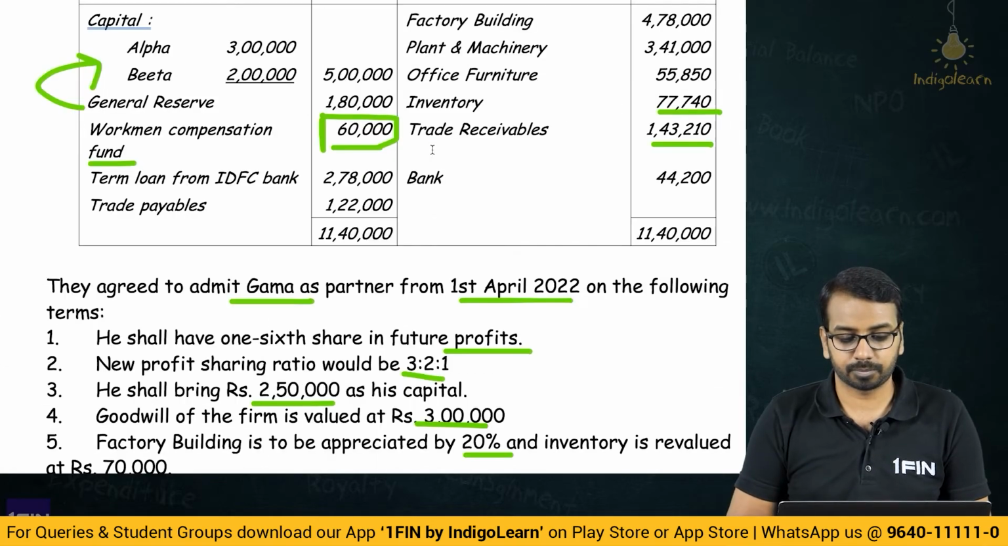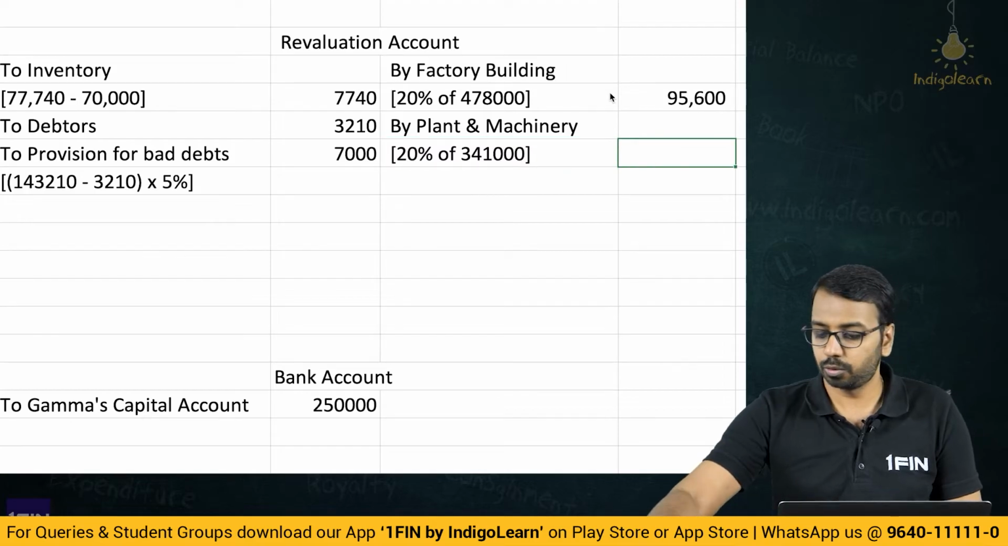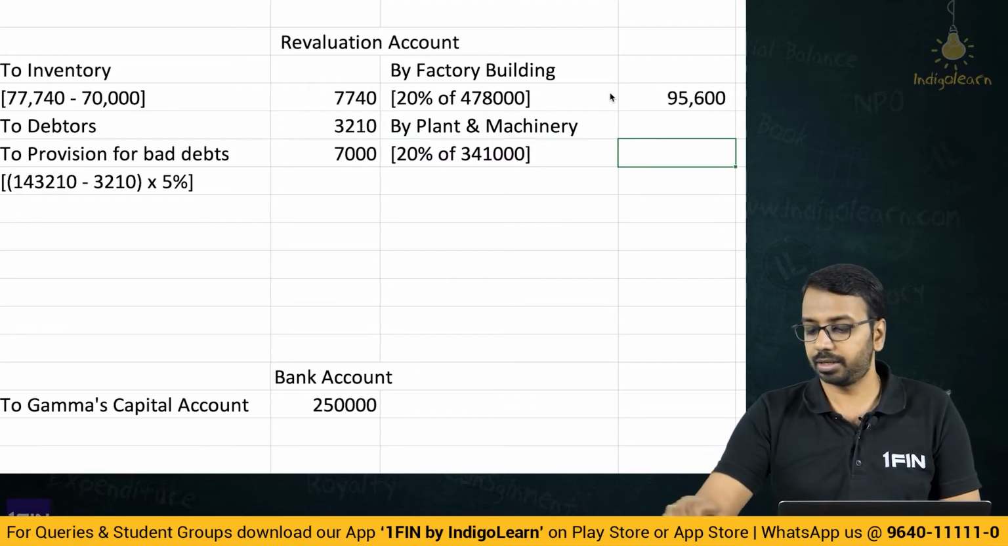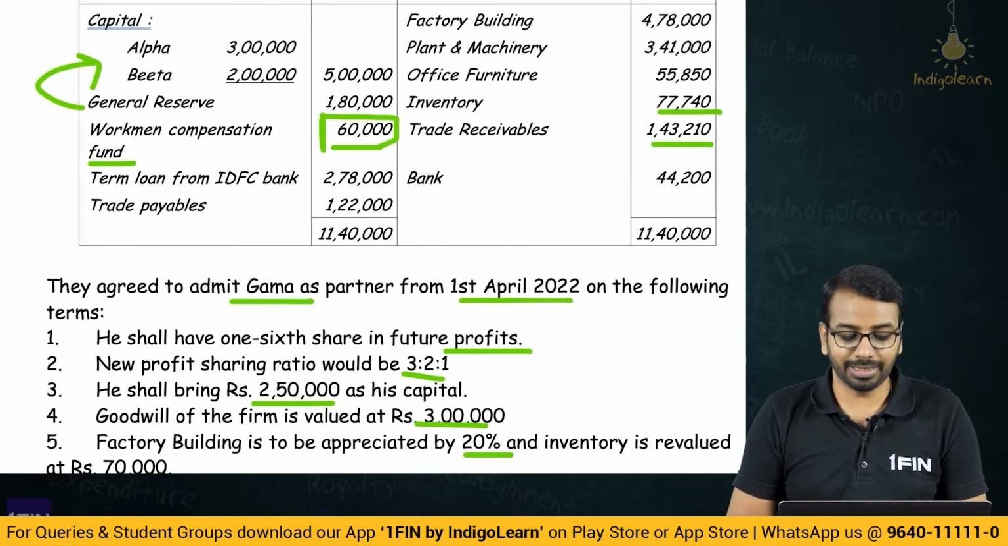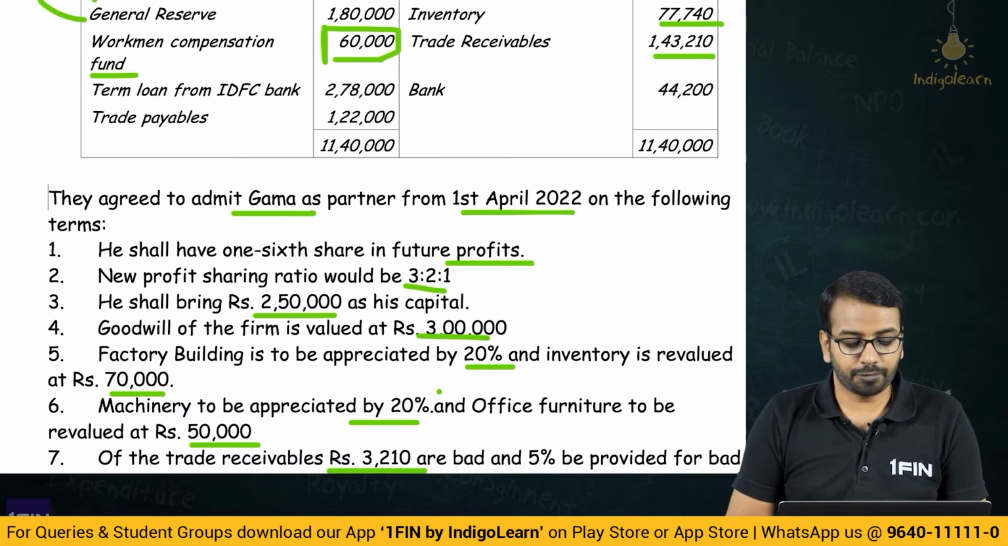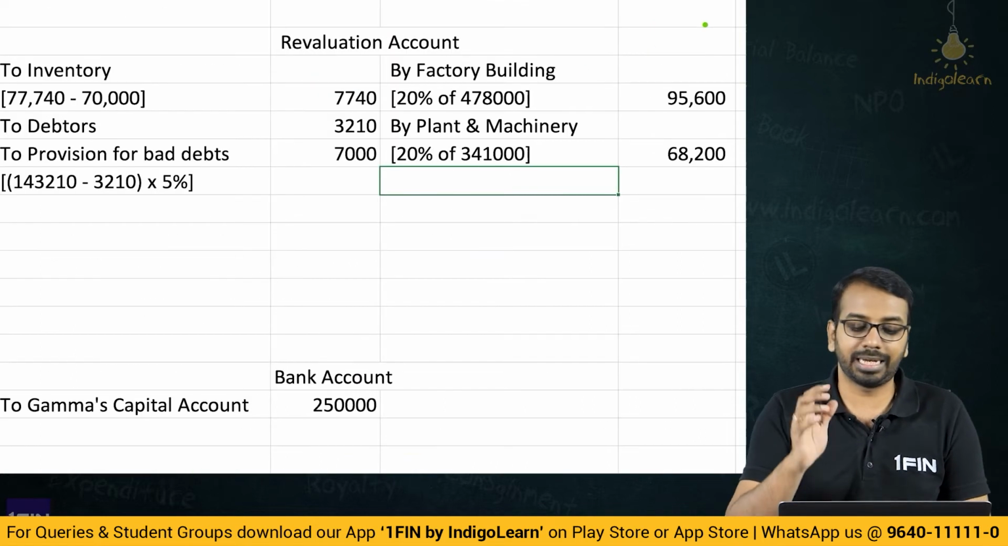20% of 3,41,000. So 341 into 20%, we get 68,200. Okay. Then office furniture to be revalued at 50,000. We have 55,850, bring it down to 50,000.